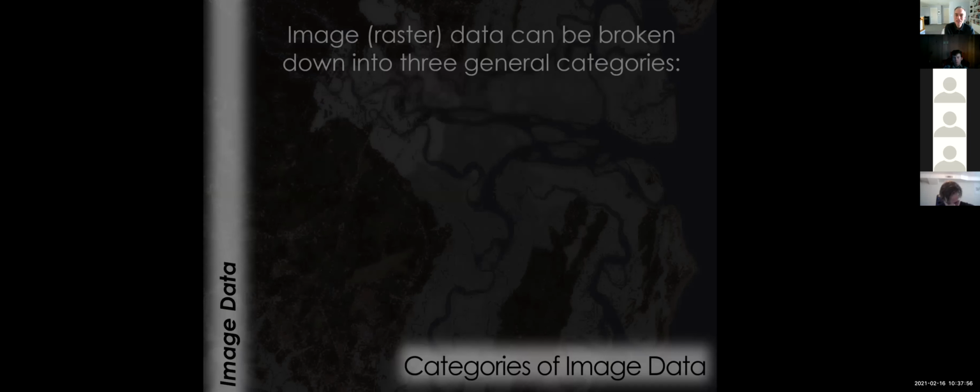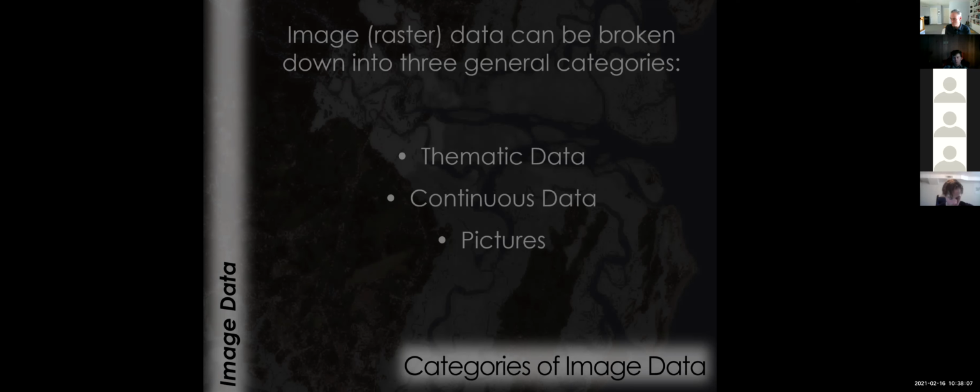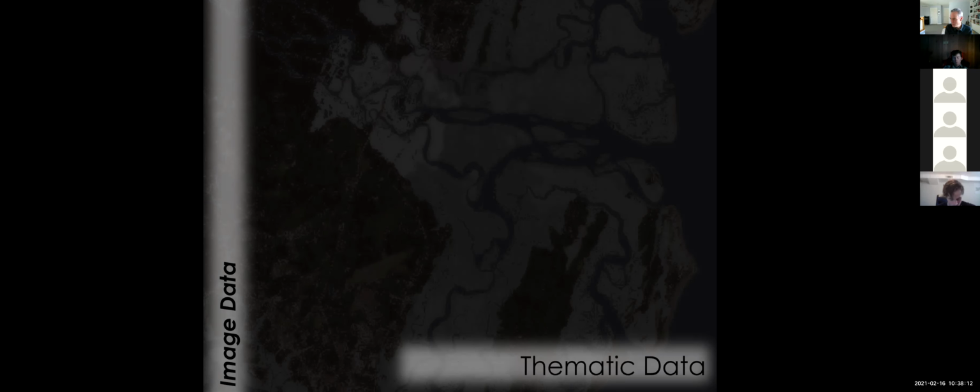Okay, and now we'll look at the raster-based image data in GIS, which offers many types of enhancements to GIS and many additional ways of doing analyses. And there are several different categories of image data or raster data in GIS. The first is thematic data, the second is continuous data, and the third is simply known as pictures. And we'll look at each of these in a little bit more detail.